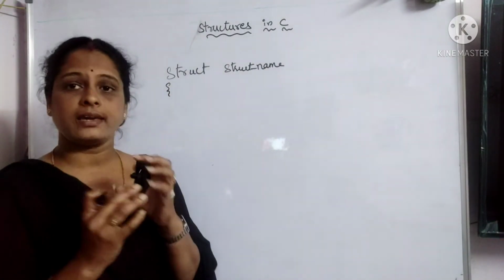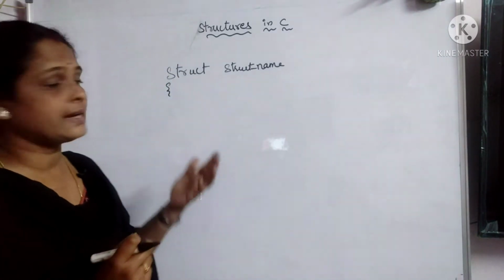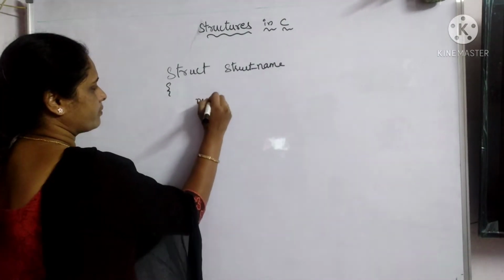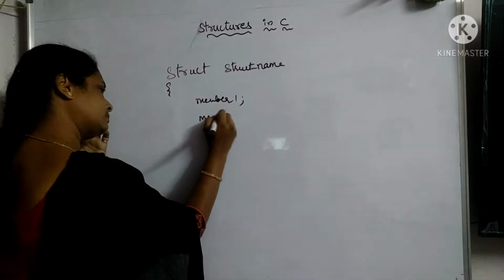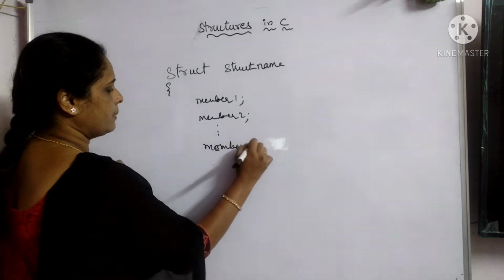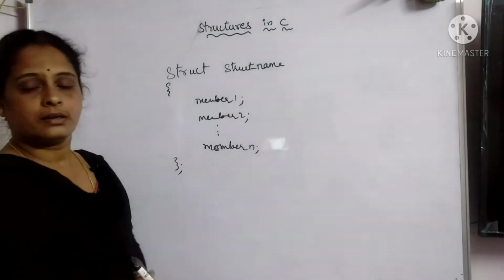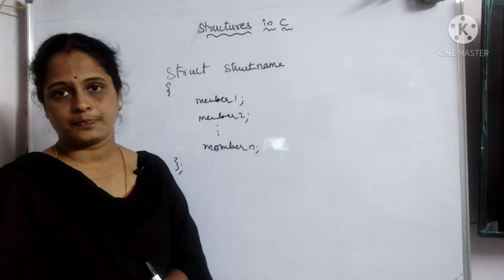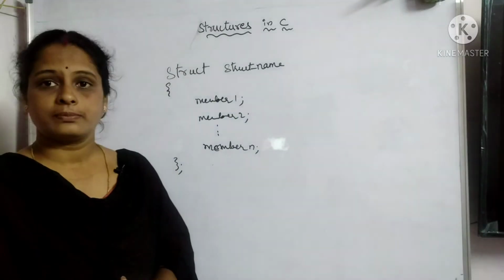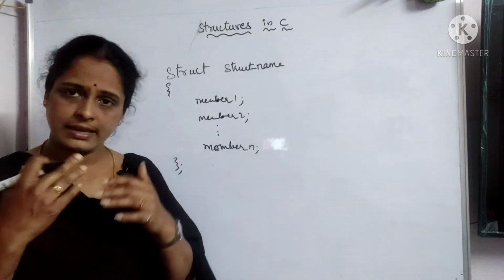And what did I say? A structure is a collection of different data elements. So whatever different data elements you have, you can write them here. Like you may have member 1, member 2 and so on up to member n. Finally, you will close it and you will write any variables of this structure, if any. So this is how the syntax for a structure is. Now we'll see an example program.